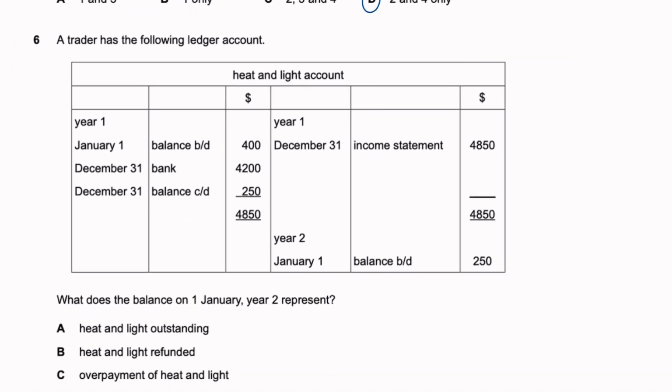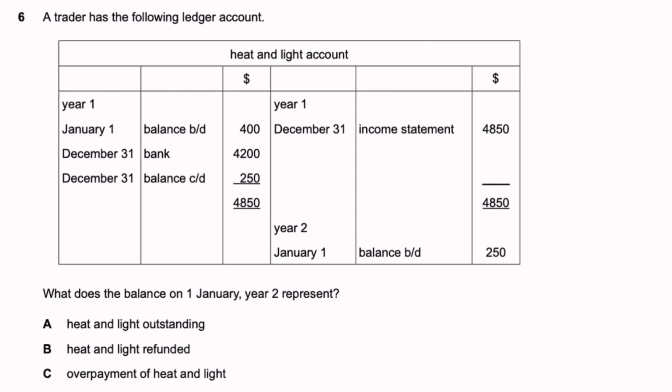Okay, so moving on to question 6. A trader has the following ledger account. What does the balance on 1st January year 2 represent? Okay, so they're asking you about this. So first, it is about the heat and light account. We know it's an expense account. So when it's an expense account, we know that here it's actually accrued. Because an accrued expense is a liability, because you have already incurred it, but you haven't paid for it. So it's a current liability. Okay, so let's see which one is the correct answer. Heat and light outstanding. Yeah, the first one is the correct one. So A is correct.